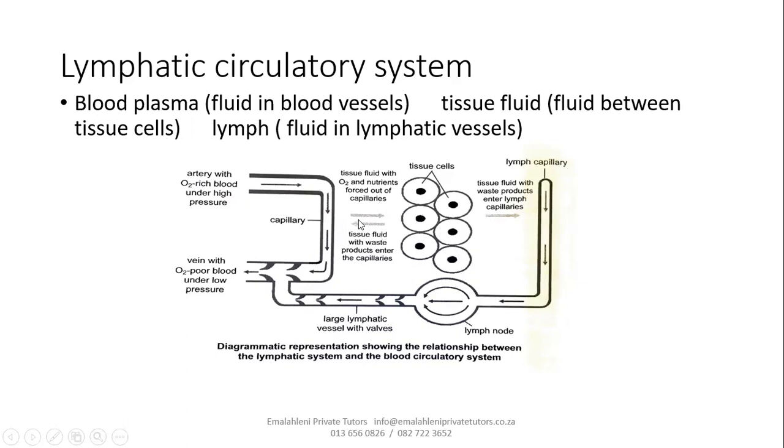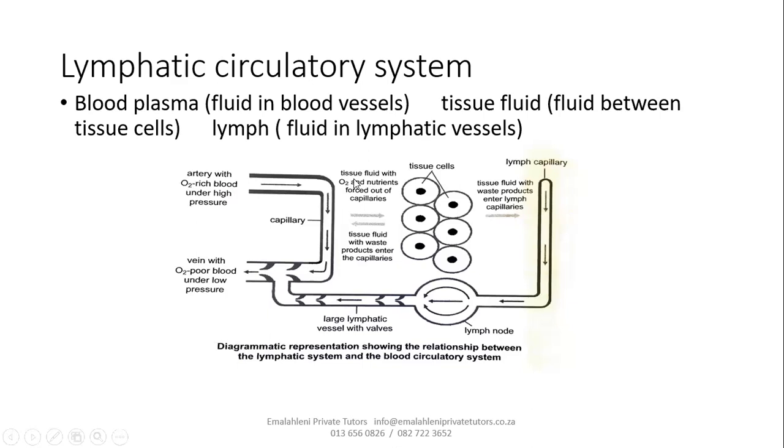Then from there, the lymphatic system plays a role in retaining some of the fluid that is left in the tissue fluid, returning it into the veins, into the blood, into the subclavian vein, so that it can be taken back to the lungs for oxygenation and everything.